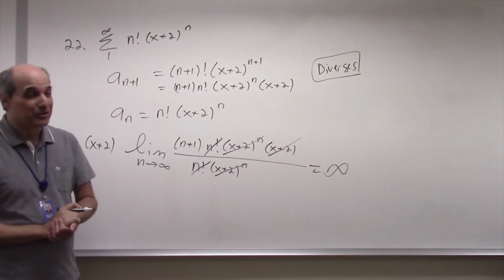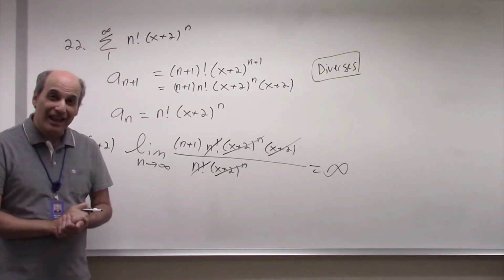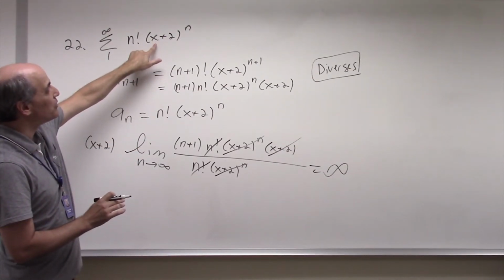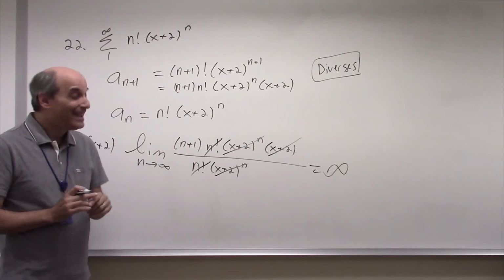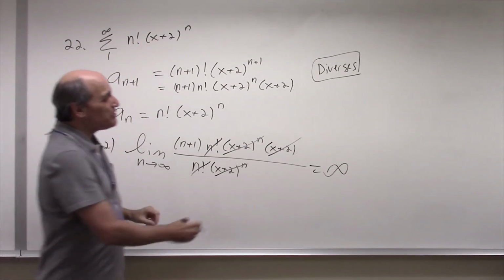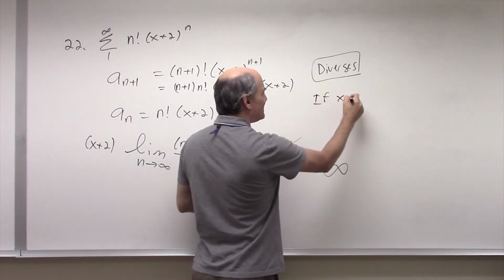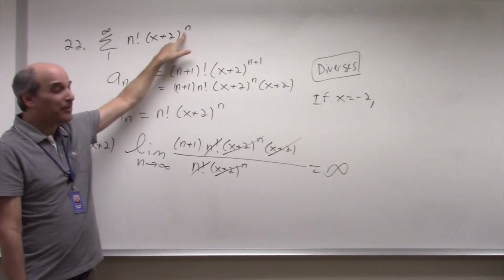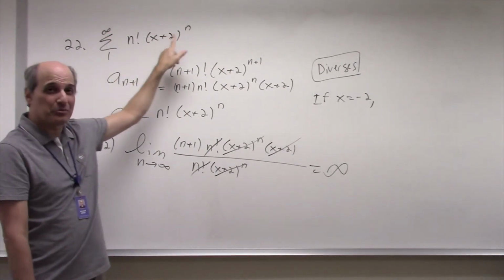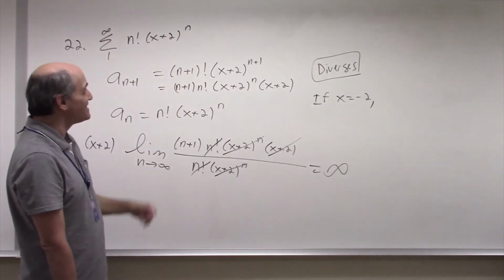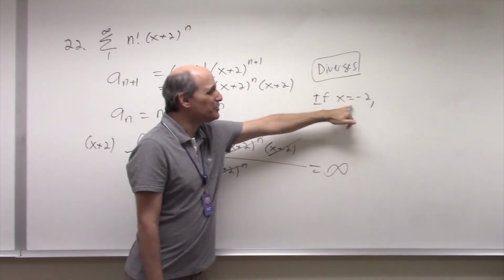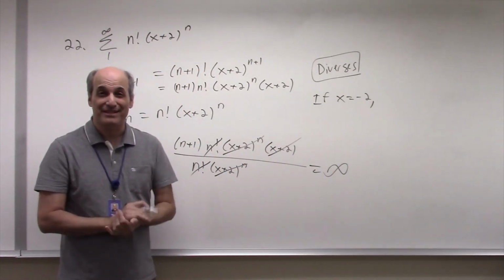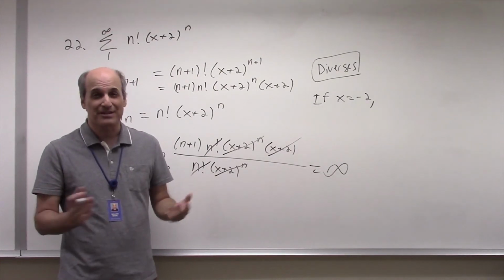And in particular, we do still have to maybe check the endpoints that would make this equal 0. That is, if x equals negative 2, this would be 0 to the n power. So the series would just be 0 plus 0 plus 0 plus 0. So technically, the series will converge for just this single value of x, because you'd end up with the series 0 plus 0 plus 0.